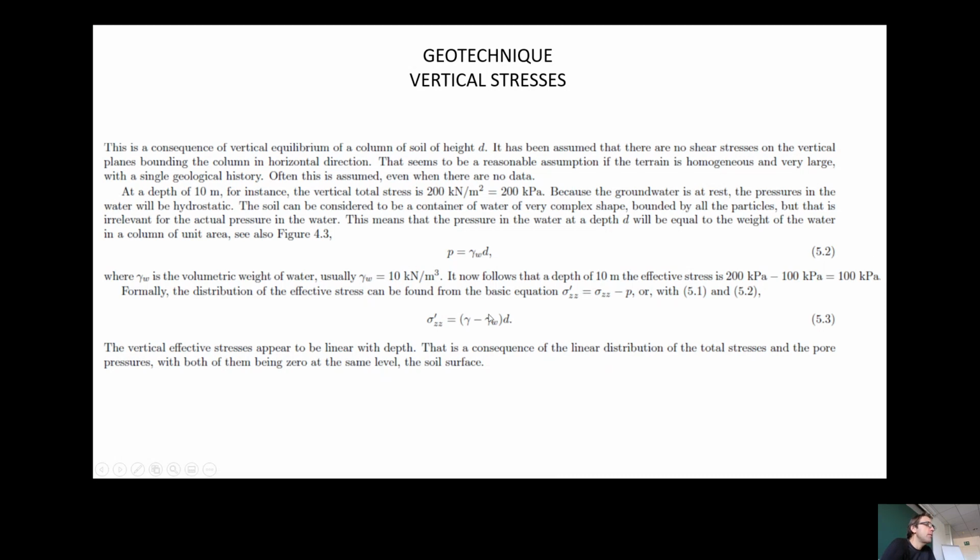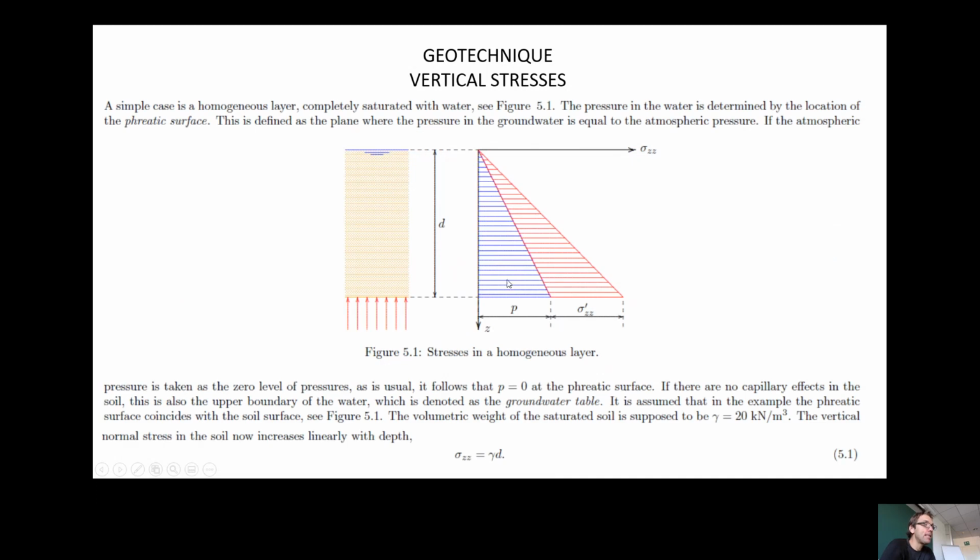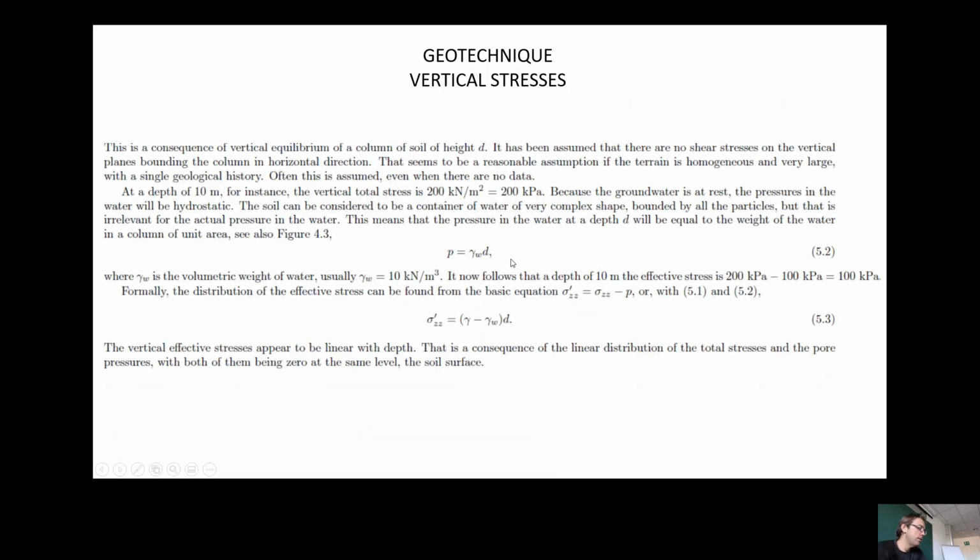So sigma prime, the effective stress, is, of course, gamma minus gamma W times D at each point along the depth of the soil. The vertical effective stress appears to be linear with depth, and this is a consequence of the linear distribution of the total stresses and the pore pressure, with both of them being zero at the same level, the soil surface.